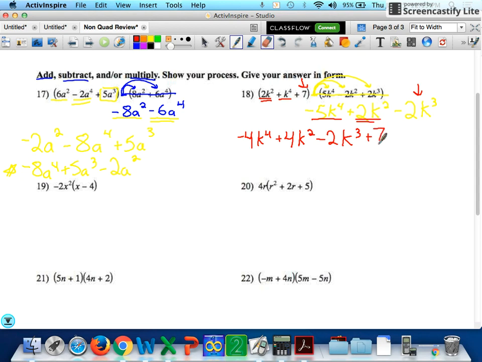Again, a right answer, but not a perfect answer. K to the fourth is our highest power, so it goes out front. Negative 2k cubed really should be written next with 4k squared following, and then our constant at the end. This is normally the way it will be written, and that is always the way it's probably going to be written if it's on a multiple choice test.